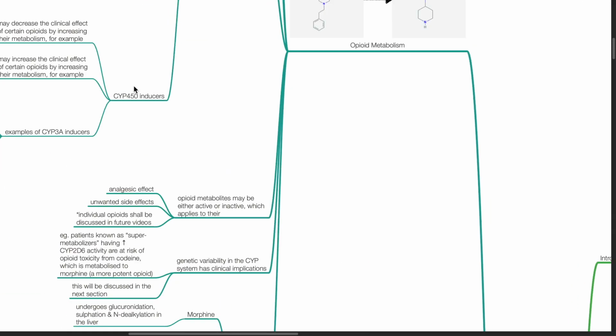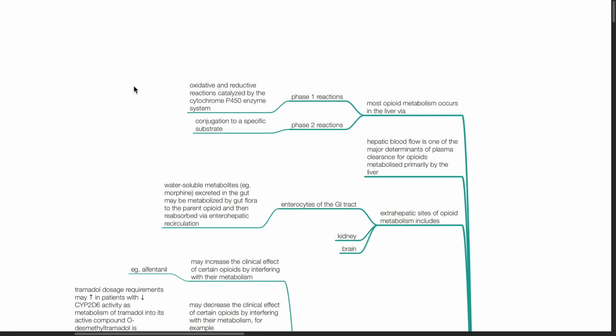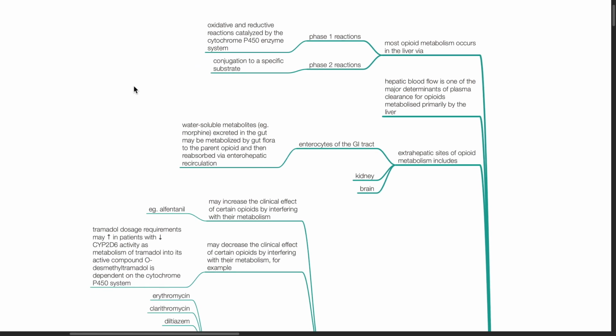Opioid metabolism. Most opioid metabolism occurs in the liver via phase 1 reactions, which refers to oxidative and reductive reactions catalyzed by the cytochrome P450 enzyme system, and phase 2 reactions, which refers to the conjugation of a specific substrate. Hepatic blood flow is one of the major determinants of plasma clearance for opioids metabolized primarily by the liver. Extrahepatic sites of opioid metabolism exist, and they include enterocytes of the GI tract, kidney, and the brain.